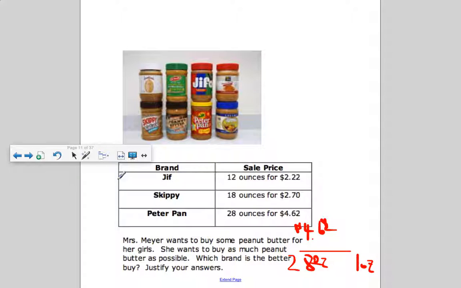And then you can build it up using a ratio table, which is our next lesson, coming up soon. Thank you very much.